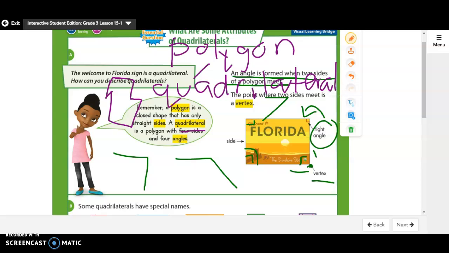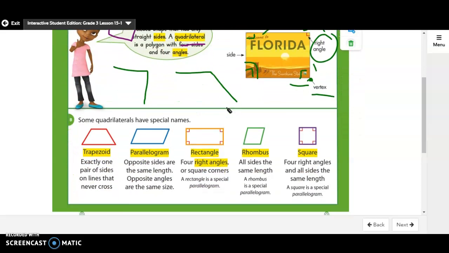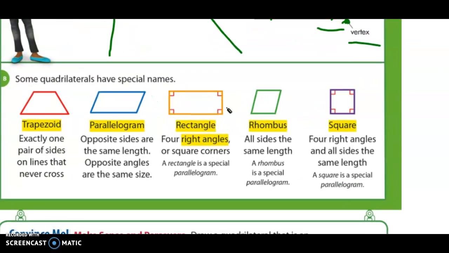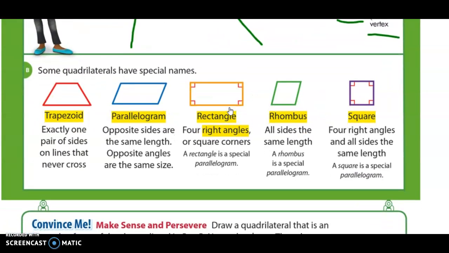Okay, and then we know triangles are a type, things like that. Polygon's kind of like the big type of shape. Quadrilateral is a type of polygon. And then even more specifically down here, some quadrilaterals have special names.